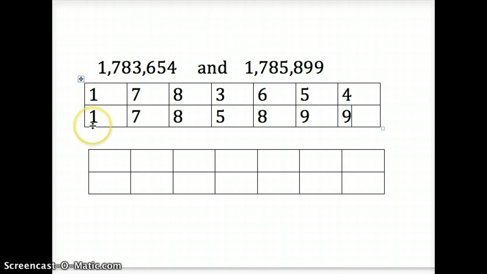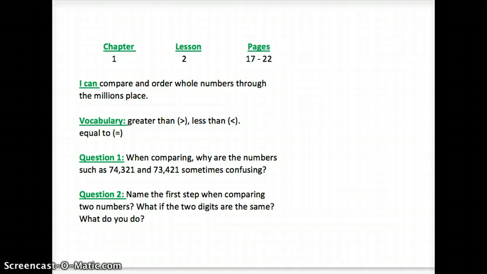So now I'm going to go to the left side and compare that first digit. The 1s are the same, so I'm going to move to my next digit. 7s are the same, next digit. 8s are the same, next digit. And the 5 is greater than the 3. So my greater number would be 1,785,899.